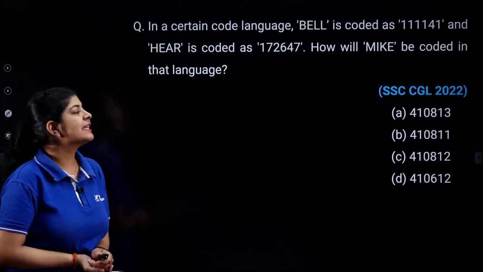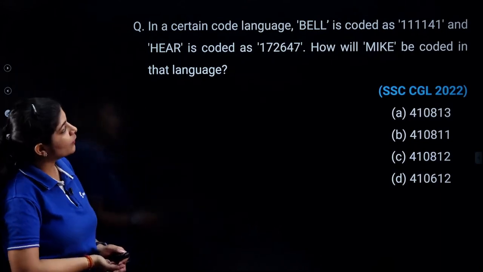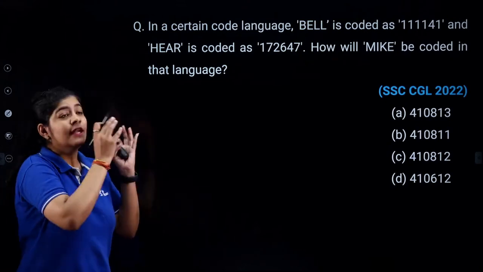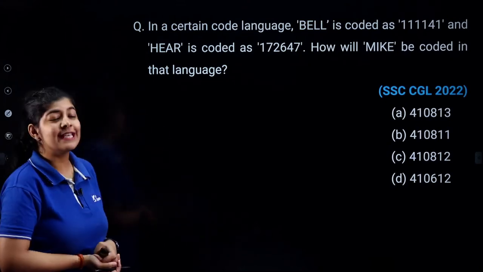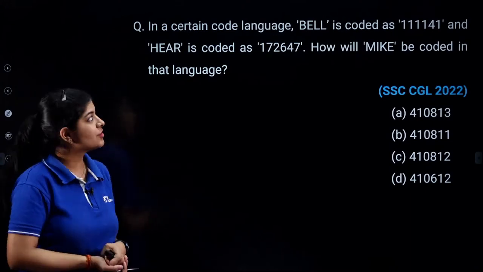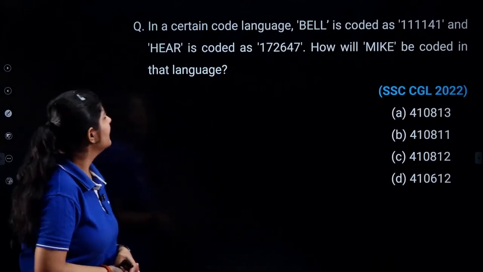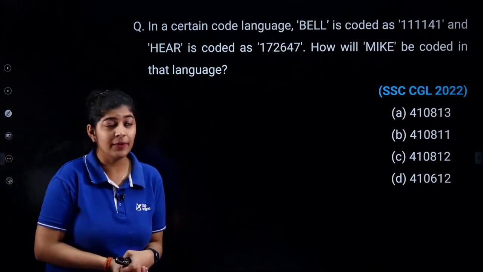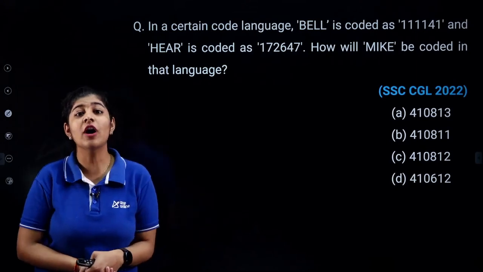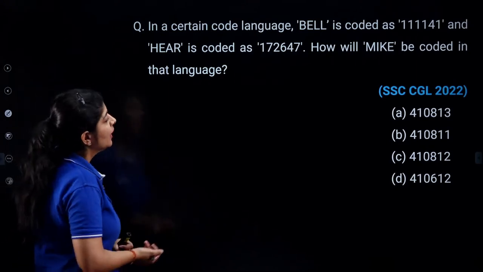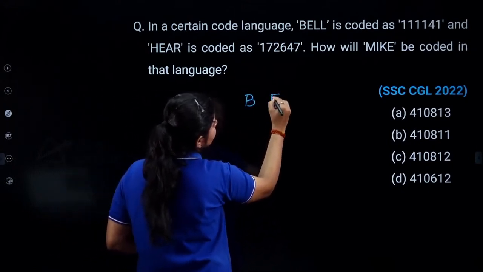So the next question is again from the concept of coding decoding, but this time we are converting our alphabets into numbers. The question says that in a certain language, bell is coded as this one and here is coded as this number. Now we have to identify the code for mic.